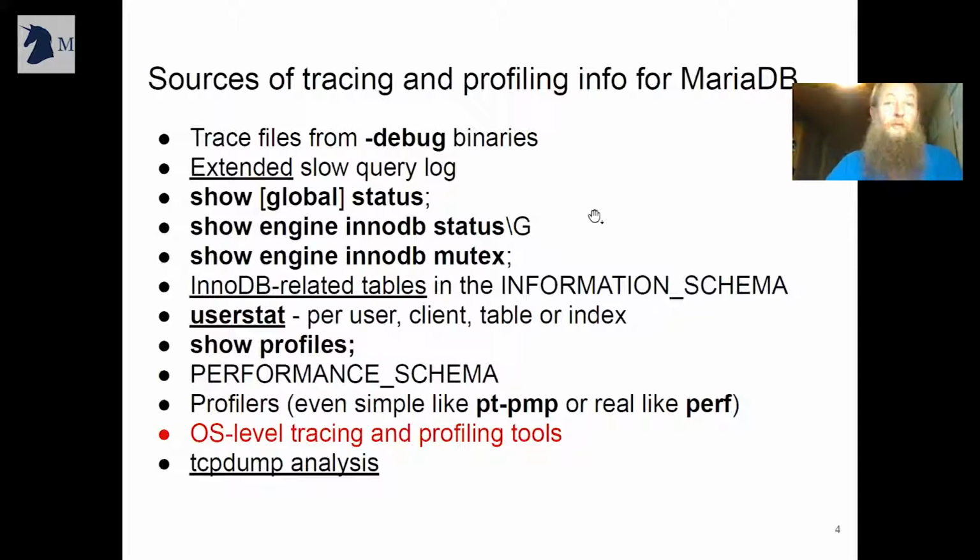Some of this information appears and goes away. For example, show engine InnoDB mutexes, which provided details about waits on mutexes, is already gone starting from MySQL 5.6.14 as far as I remember. It will be gone in MariaDB 10.6 as well entirely. Additional ways to get insights are added with time.